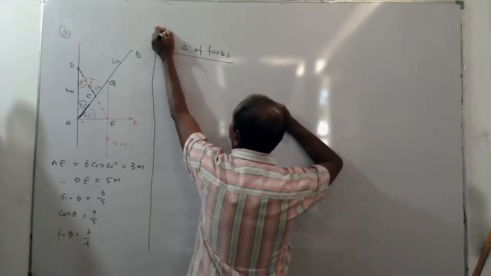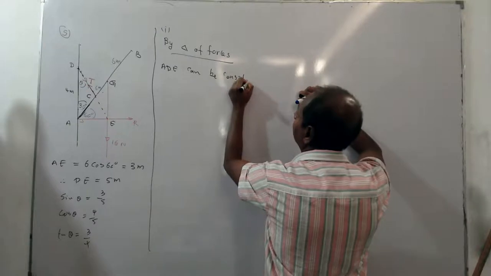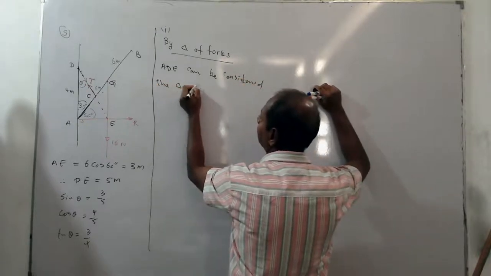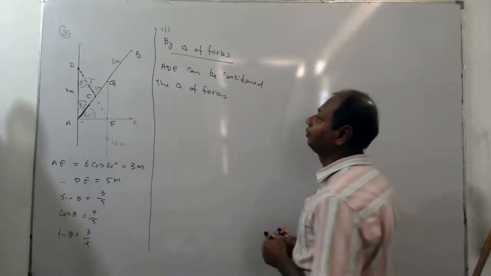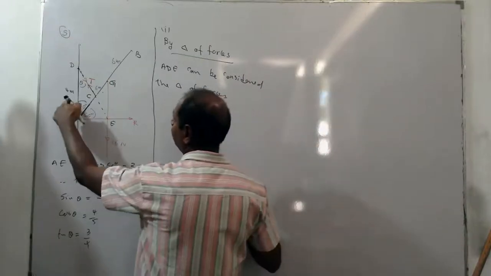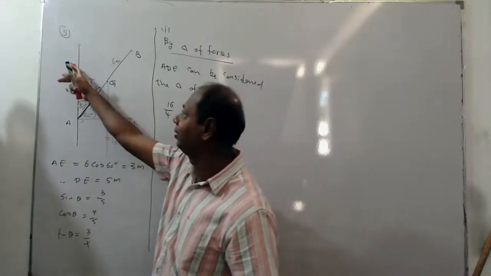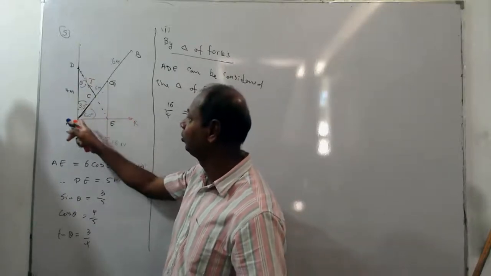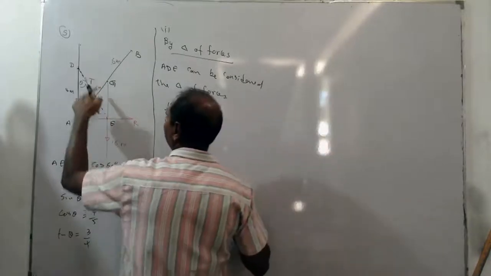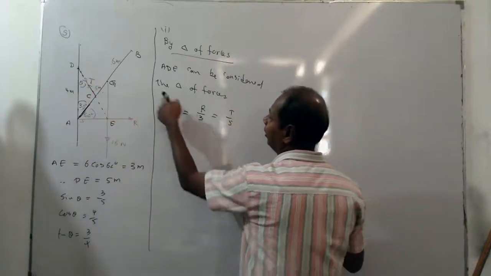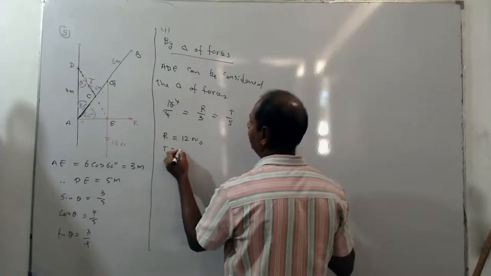By the triangular forces method, ADE can be considered the triangle of forces, considering equilibrium of the rod. So you can say 16 over 4, that is the scale to which you draw the triangle. This represents 16 newtons, so the scale is 16 over 4, which should be equal to R over 3, which should be equal to T over 5. Therefore R equals 12 newtons, T equals 20 newtons.